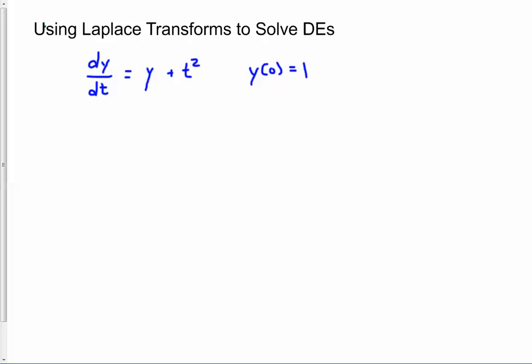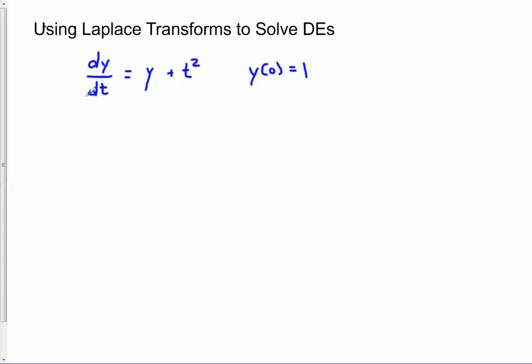In this video, we're going to put everything together and see how we can use Laplace transforms to solve differential equations. Finally, we're going to see it put to practice. So here is a first-order linear differential equation. You see it's obviously first order. We don't have a second derivative involved.